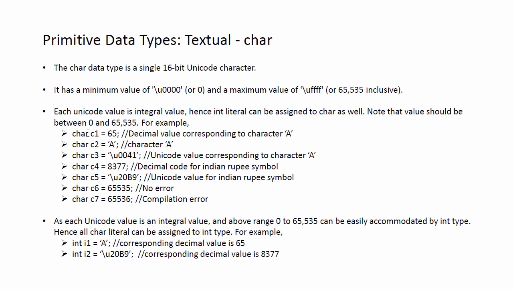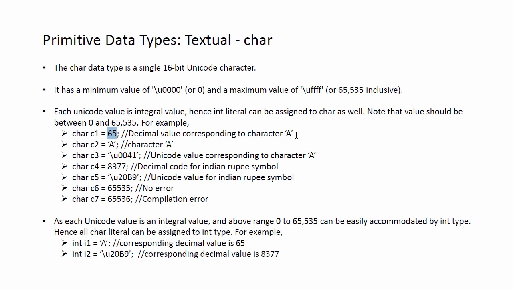Let us see some examples. Over here the type is char, the variable name is c1, but what we are doing, we are assigning a decimal value of 65 and this is well inside the range of 65535. So what will be the output when we try to print this value c1? Will it be 65 or a character corresponding to this decimal 65? In the case of char, it will print the character value.